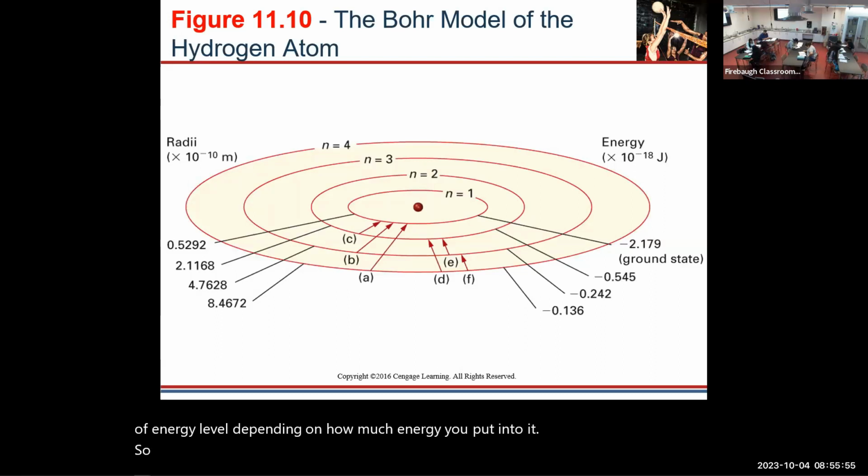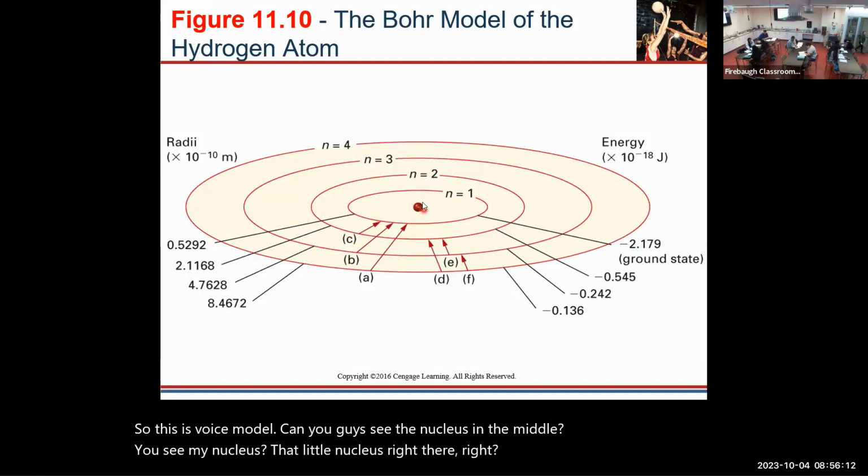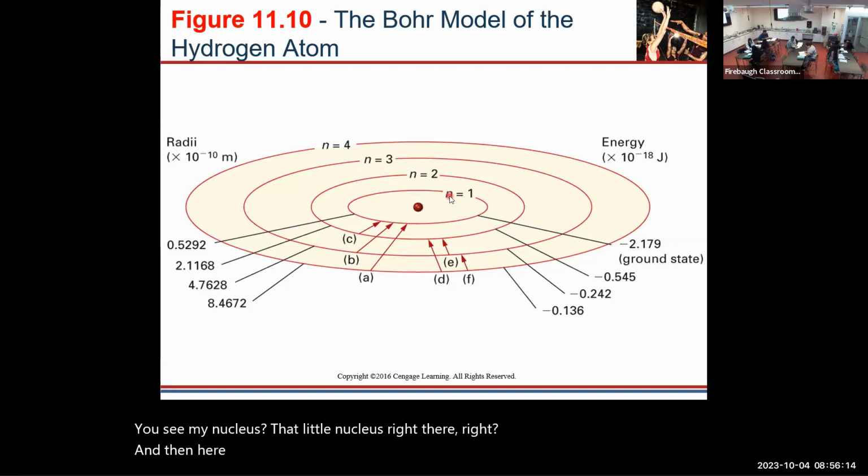So, this is Bohr's model. Can you guys see the nucleus in the middle? See my nucleus, that little nucleus right there, right? And then here, for the hydrogen atom, it's only one electron, so when it's at ground state, it's right here. We call this N1, or we call it our first period.